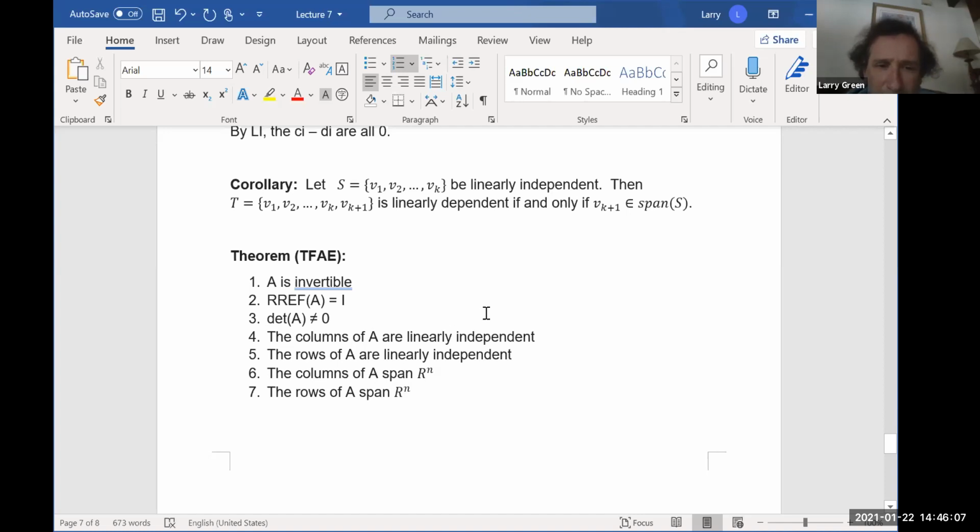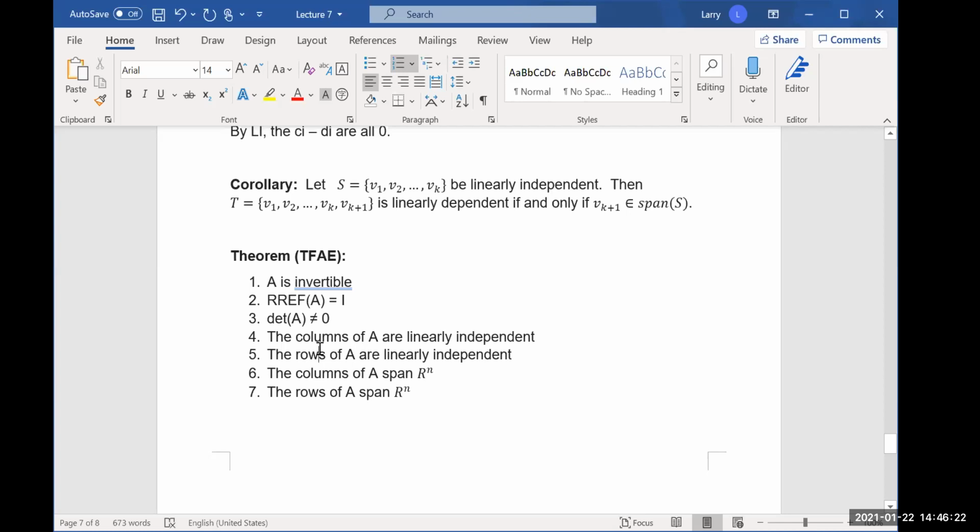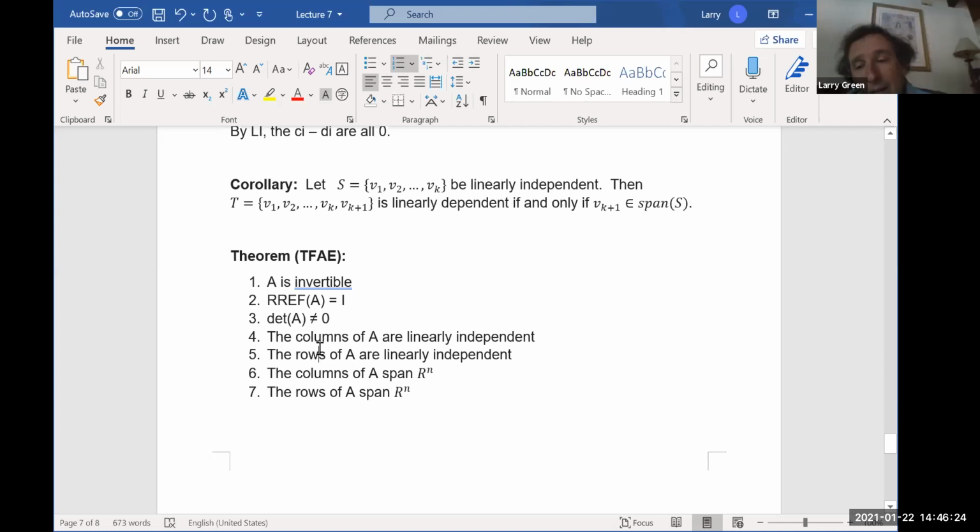Okay, notice 4 and 5. How can I immediately show 4 and 5 will work? The idea is, how do you switch the word row to column? Transpose. And we had a theorem earlier that if A is invertible, A transpose is invertible. In fact, I could even, if I felt like it, add that to TFAE: A transpose is invertible. So the row to column, that's immediate.